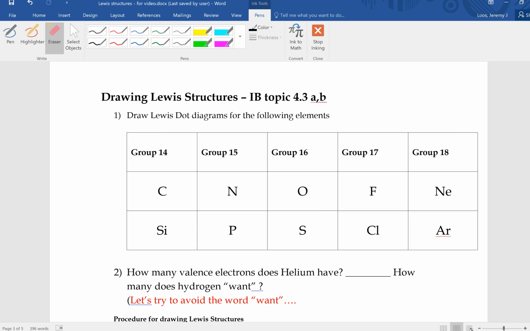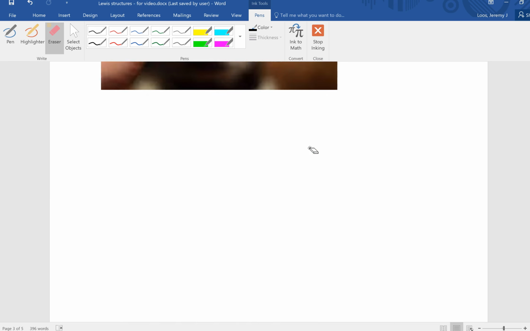What we're going to start by doing is draw what's called dot diagrams, Lewis dot diagrams for individual elements. And basically what these do is they show the number of valence electrons that a particular element has. So in the case of carbon, carbon has 4, as I just showed you there in group 14. So we would draw it like this. I'll draw it up here.